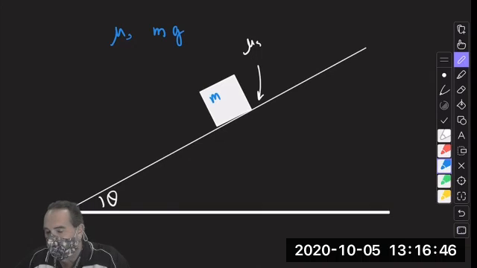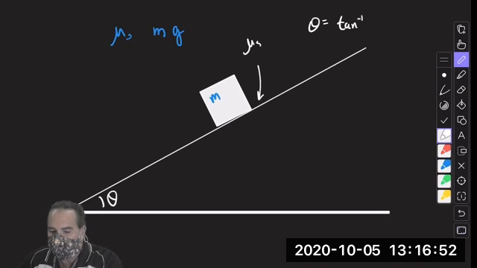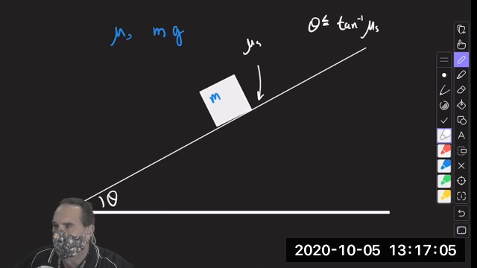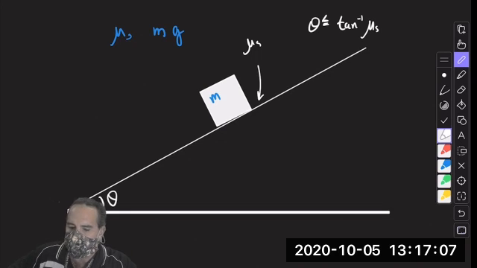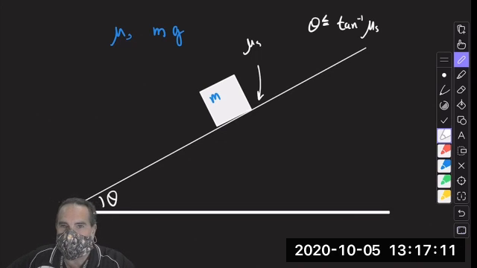But answer, theta equals inverse tangent of mu. But what should it be equals? What should it be? Less than or equal to. That's right. You did it correctly. That's what you have. So tomorrow's quiz, at least this level.